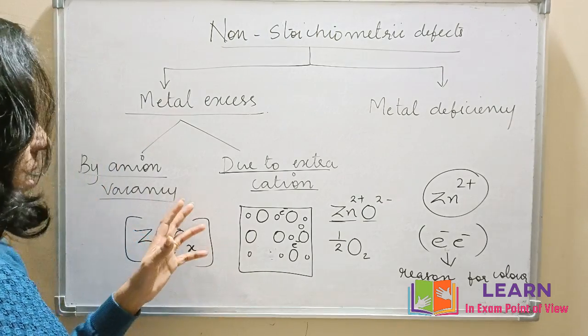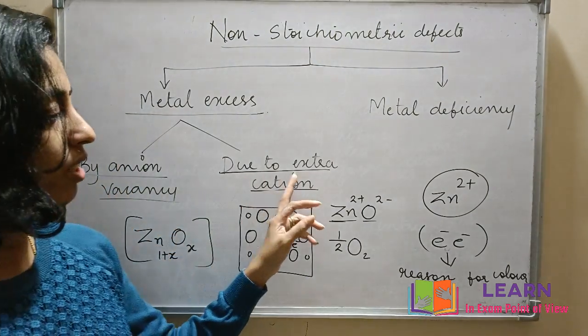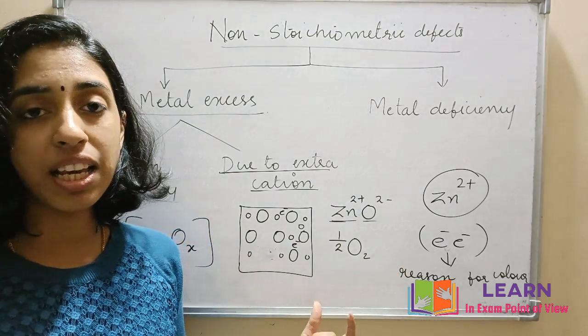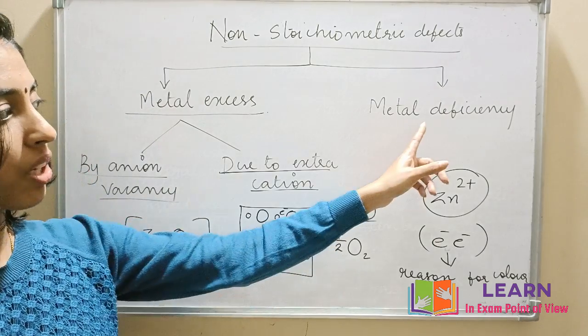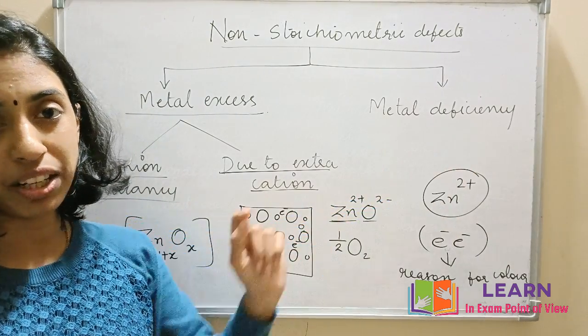Fine. So it is clear, I think, anion vacancy and due to extra cation. You can quote an example and study, then it will be very easy to remember. Fine. Now we can discuss metal deficiency defect.